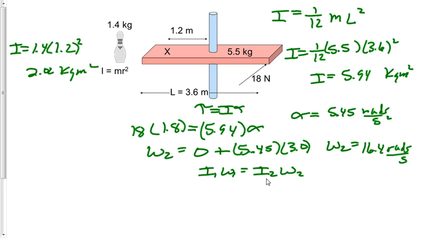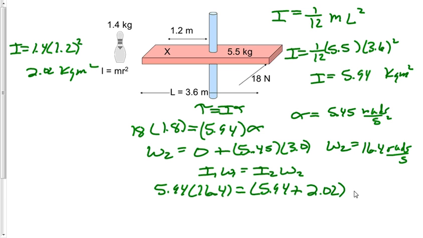Okay, so let's get started on that. I1 is going to be our 5.94. Omega 1 will be 16.4, because that's how fast it's going when the bowling pin lands on there. That equals I2, which is 5.94 plus the 2.02, multiplied by omega 2, which we don't know. Omega 2 is 12.2 radians per second. And as expected, the angular velocity has decreased because the bowling pin has landed and increased the moment of inertia of the rotating system. Awesome.